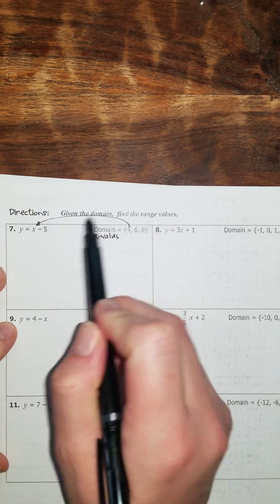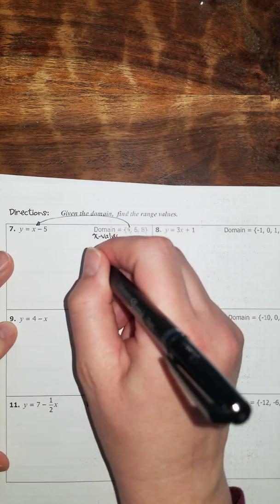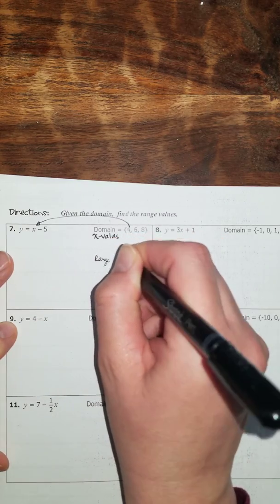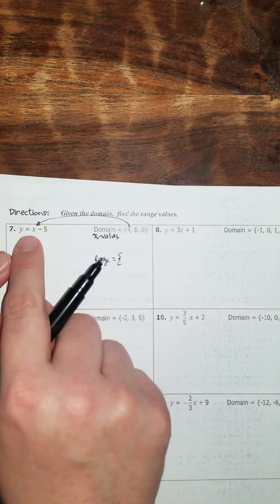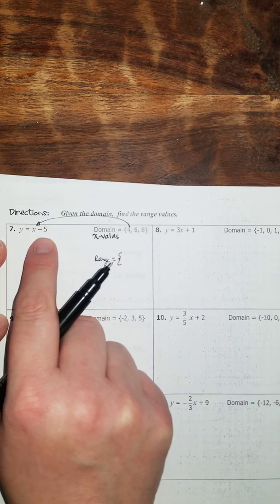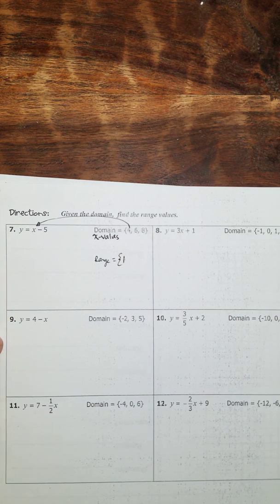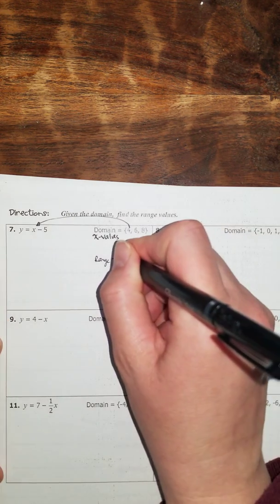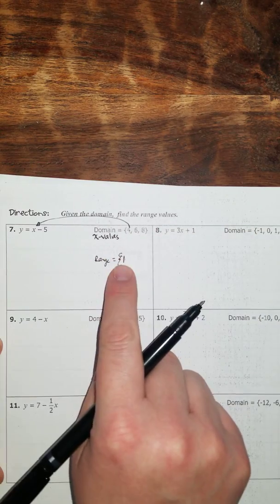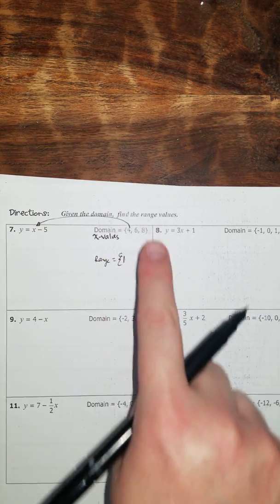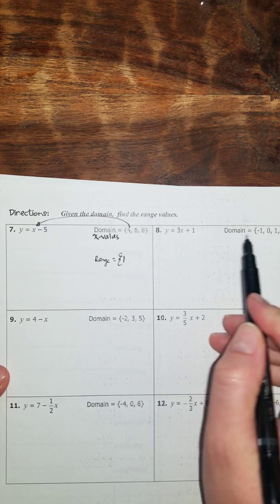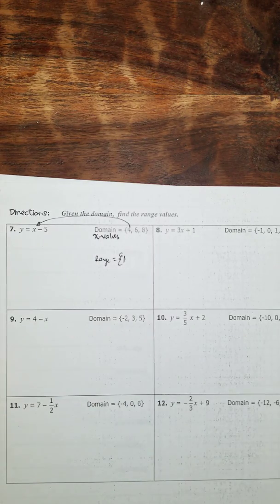So here I would plug, and I would show my work, but I would plug 4 in here, and I would get 4 minus 5 equals 1, so I know that 1 is part of my range. And 4 minus 5 is not 1. 4 minus 5 is -1. So -1 would be part of my range. So you're going to do that with each one of these. So you're literally inputting the x values.